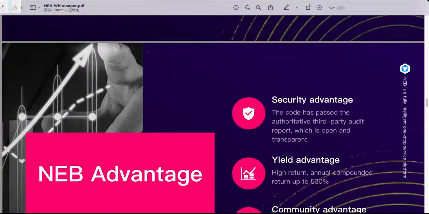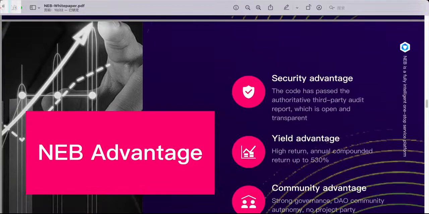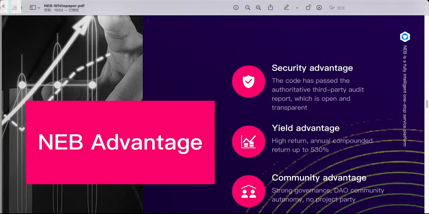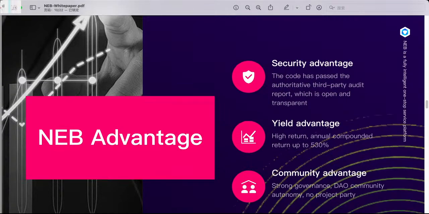So we already know some advantages of the strategy for the DeFi NEB, and actually there are three advantages of the whole project. First of all, it's the security advantage, and as I said before, it has already passed the third-party audit, so it's very safe for you guys. It has passed the CertiK security assessment. You guys can see this security assessment after the live.